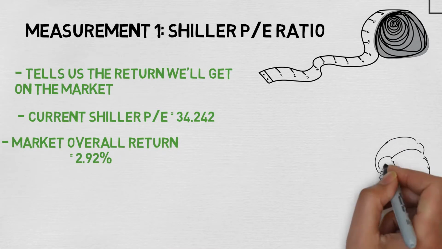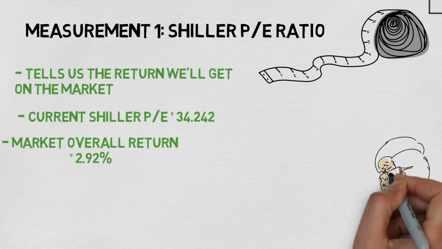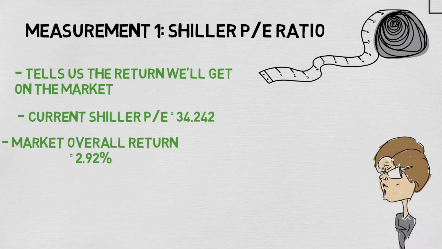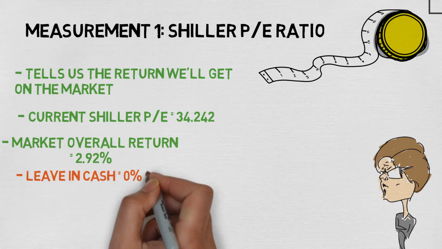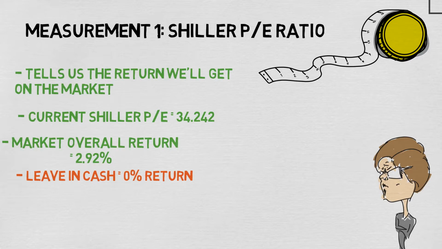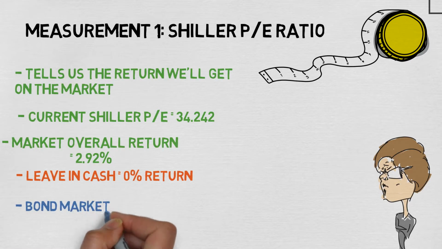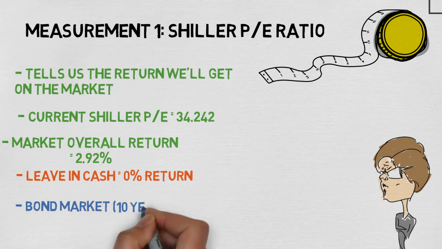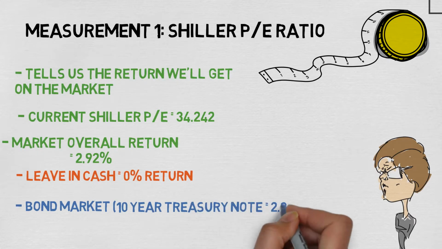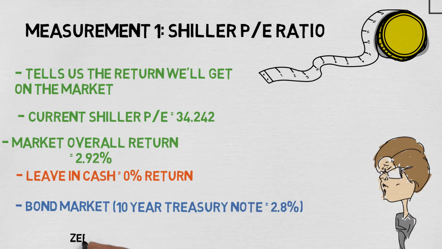But when it comes to money, we have to put it somewhere. So we must compare our overall stock market return with the returns we can get in other places where we put our money. One option is just to leave it in cash, where you will get a 0% return. The other option is the bond market. So the 10-year treasury note currently has a yield of 2.8%. And this is considered a zero risk investment because it is backed by the government. They can always print more money to pay it back.